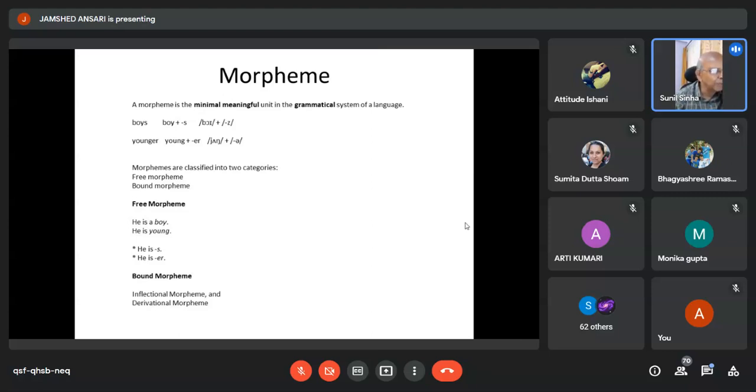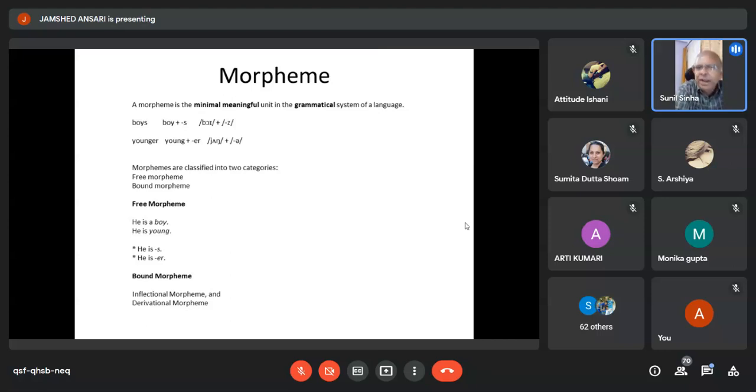Is the concept of morpheme clear? Yes, sir. I think it should be by now. Okay. So now, morphemes are classified into two categories: free morpheme and bound morpheme. So there are two types of morphemes, free morpheme and bound morpheme.